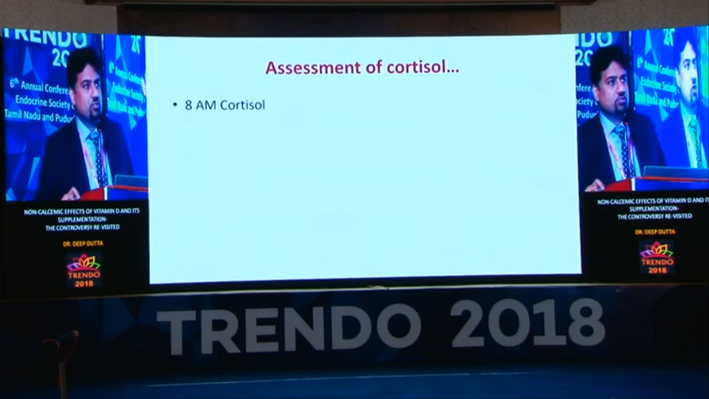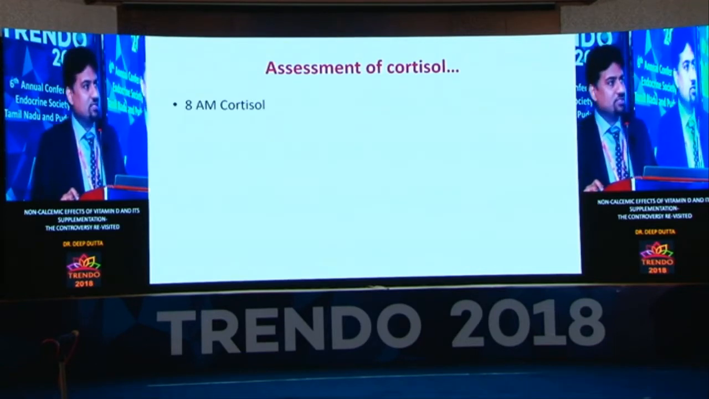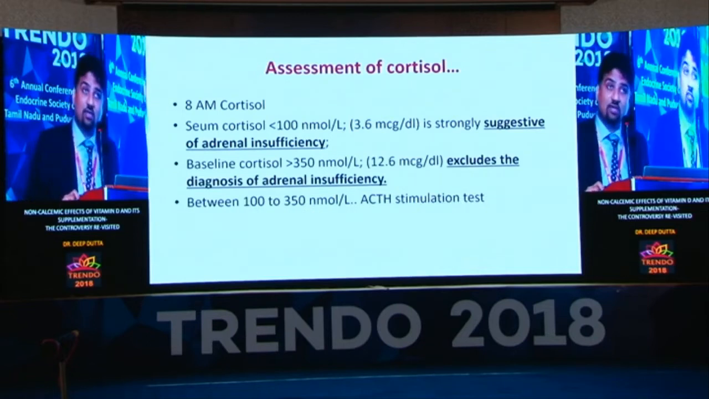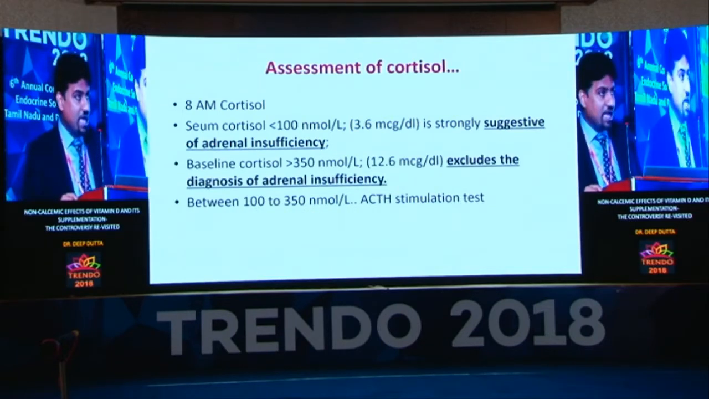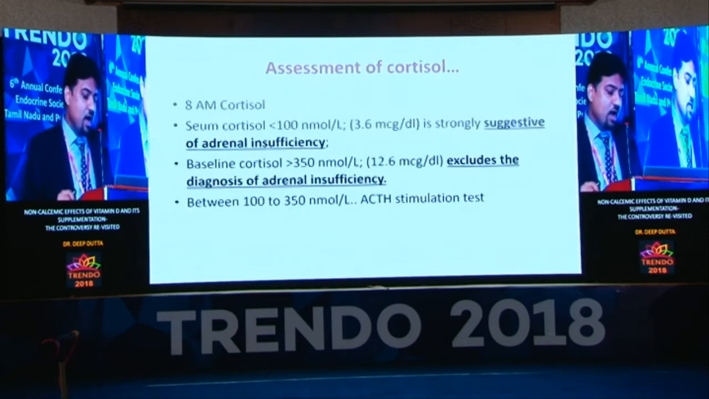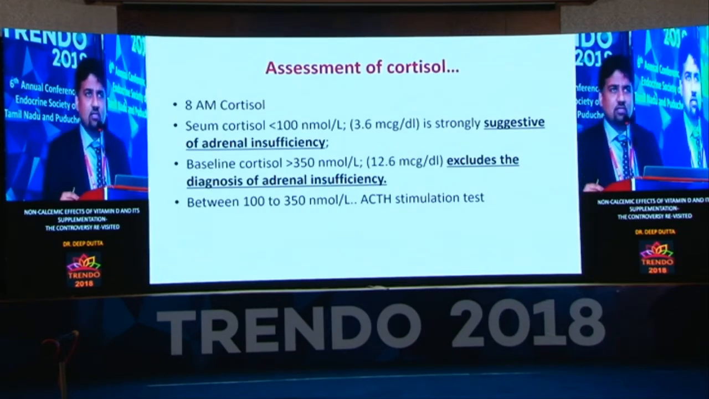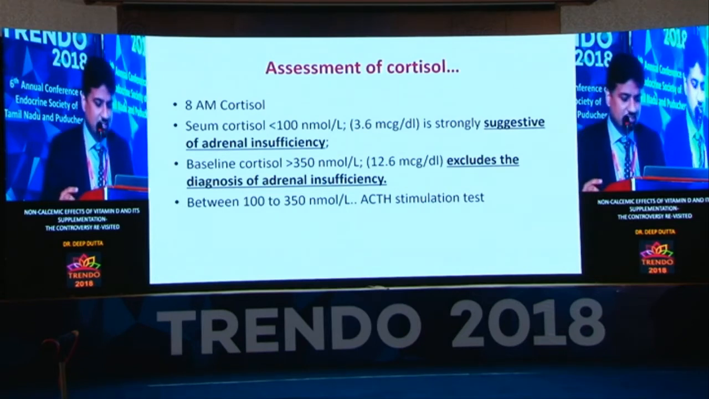Assessment of 8 a.m. cortisol is the first test that you would like to send. As in any other hormonal dysfunction, if the value is very low, you're sure that this patient has hormonal deficiency. If the values are high, then you need to consider Cushing's. If the values are in the middle, then you probably want to do an ACTH stimulation test.